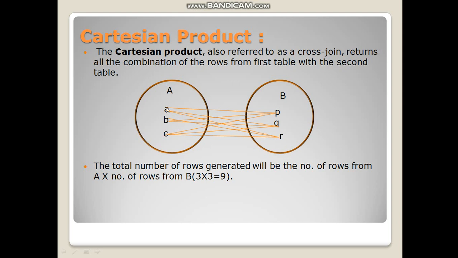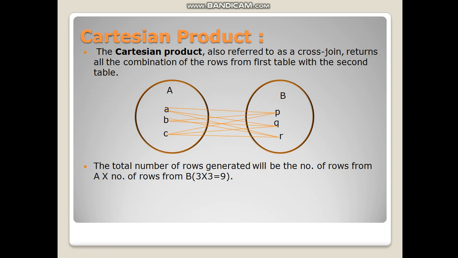Means if A is the first table and B is another table, and these are the records from table A and these are the records from table B, then it will give you all the possible combinations of these two tables. It will pair A with P, then A, Q, A, R, and similarly B, P, B, Q. So how many records will you get? Here you have 3, here you have 3, so 3 into 3, total 9 records. The total number of rows generated is the number of rows from A times the number of rows from B, giving all the possible combinations from the two tables.